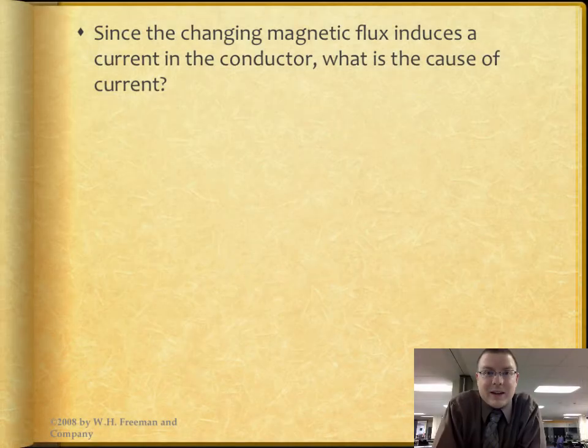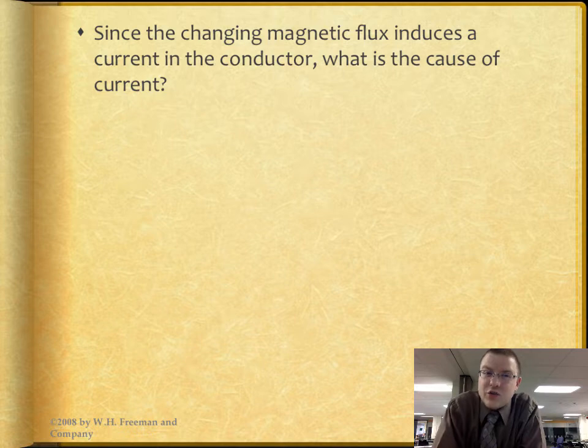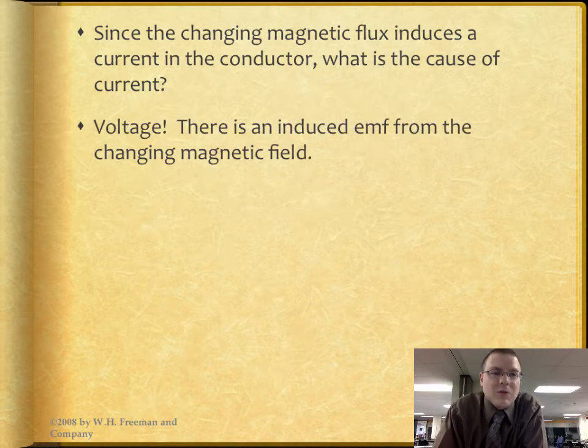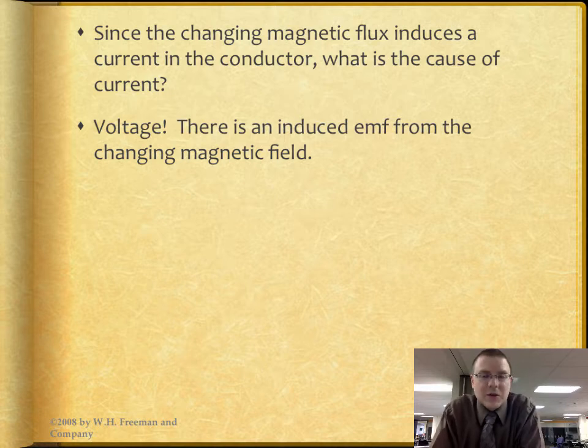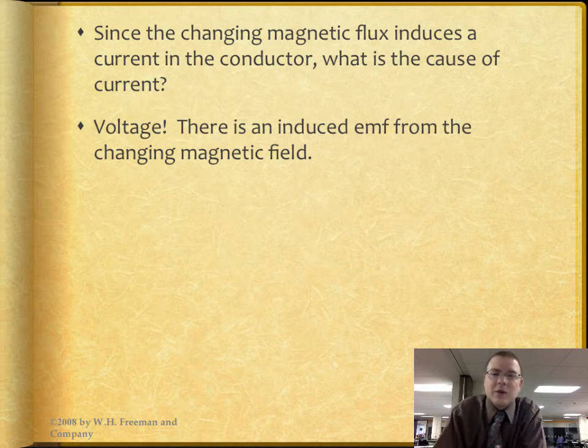Everyone, so we've looked at magnetic flux, and we've watched how magnetic flux changing induces currents in conductors, but we need to go a little bit further with that. This is what Faraday looked into: what causes a current in a conductor? Well, the answer to that must be voltage. Voltages drive charges, they create electric fields, and make charges move from high to low potential.